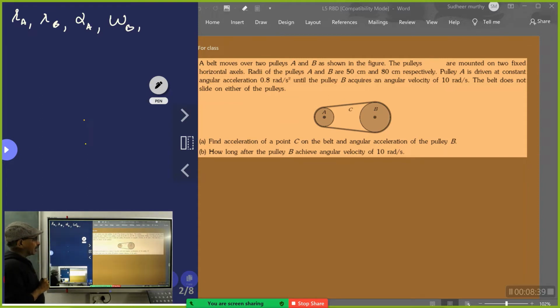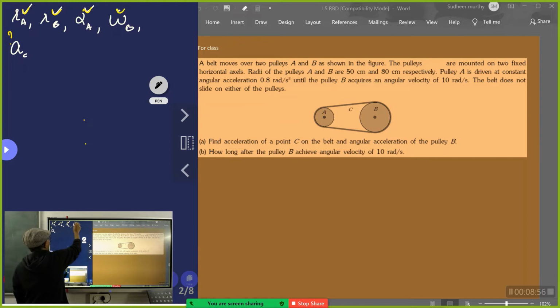Yes, sir. So they have asked us to find the acceleration of C. Acceleration of C is to be found out. See, this is given, this is given, this is given, this is given. I would always advise you to write it down like this. And AC is to be found out. Find the acceleration of point C on the belt and angular acceleration of P. Then they are asking you angular acceleration P. This is to be found out at the first instance.